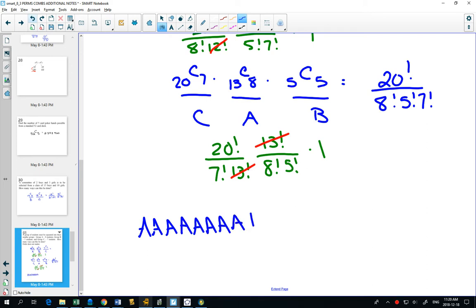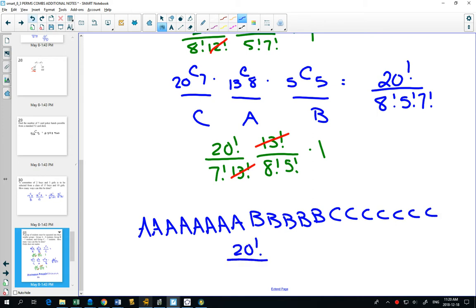then have 5 B's and 7 C's, which would be 20 factorial over 8 factorial, 5 factorial, 7 factorial, the same answer. Why would this work? Well, if you arranged your class from shortest to tallest and then said every different rearrangement of these letters makes different groups of A, B, and C, then you could give each arrangement to the class and you would make all the different groupings possible.